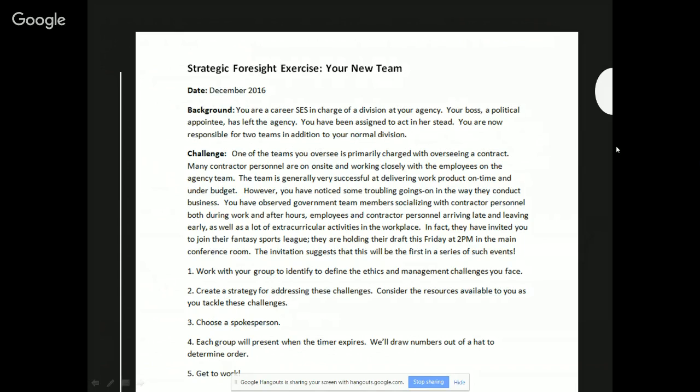So here we just have a simple, one-page exercise that you could hand out to a group of 2 or 3 employees, and you could give them 20 minutes, half an hour, 15 minutes to look through it and sort of work through. So let's take a look here.